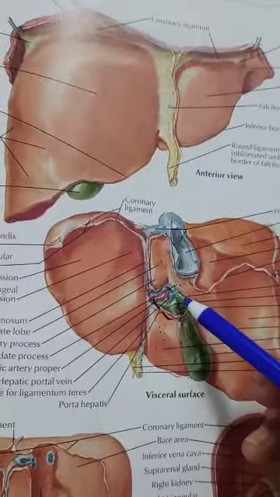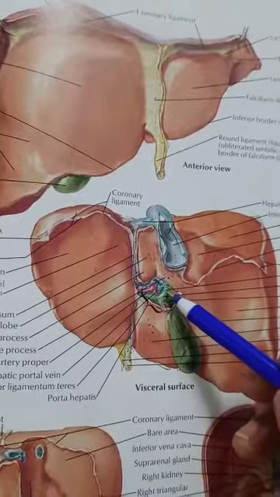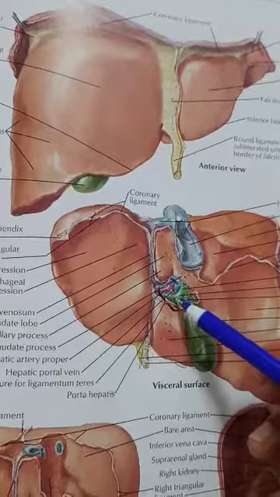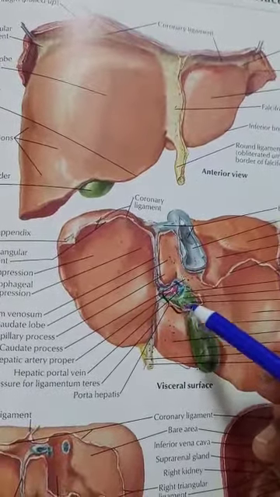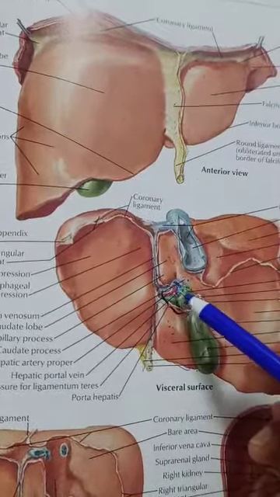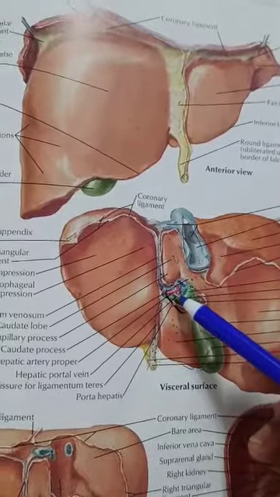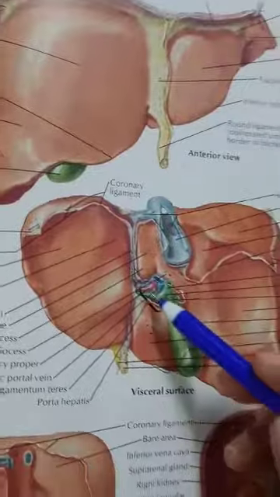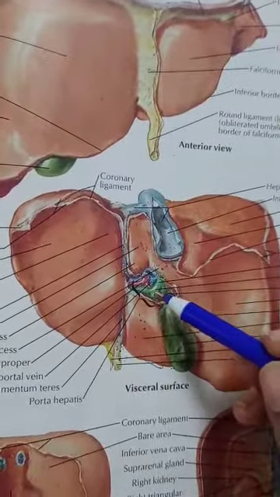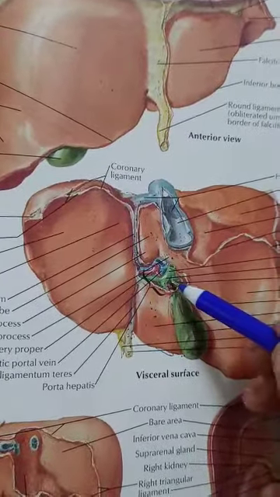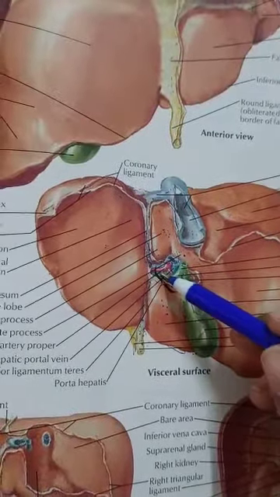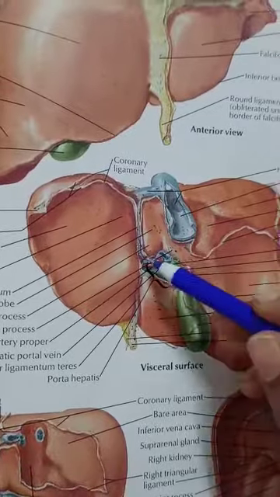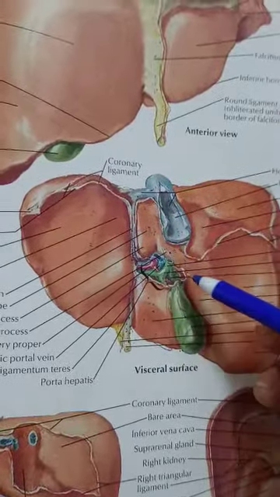This green colored portion is the hepatic ducts, right and left hepatic duct. This is left, this is right. So right and left hepatic ducts, then portal vein, then hepatic artery. These are the three structures that pass through the porta hepatis. So this is the porta hepatis.